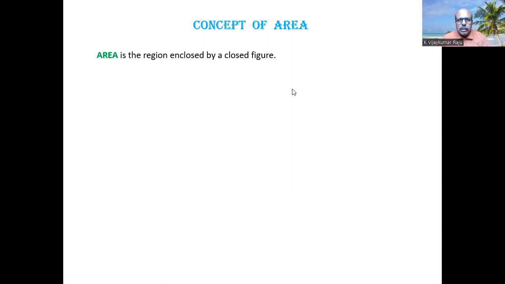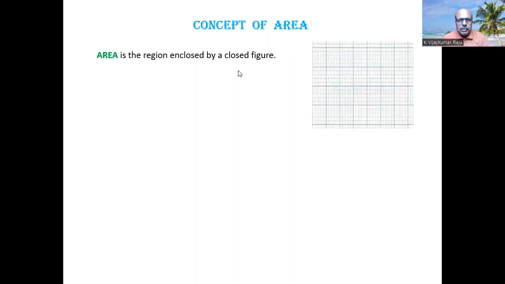A closed figure is there. The region which is inside the closed figure is the area of the figure. Let us see this. Let's take a graph sheet. Now let us take a closed figure. Let us draw one. So this is a closed figure. Now let me name it: A, B, C, D is the name of the figure.